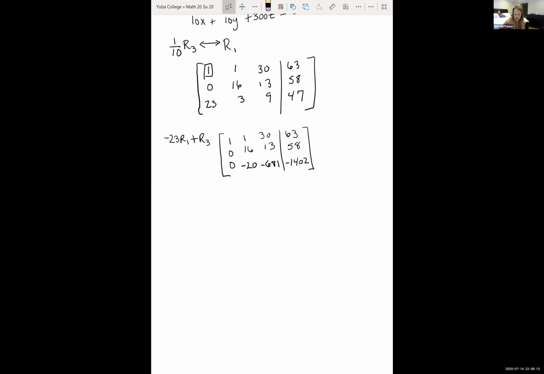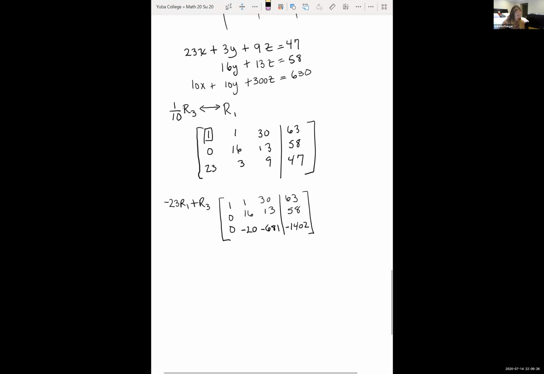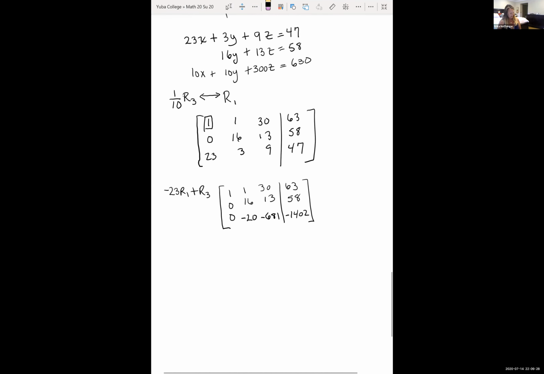Okay, so now I need to make this a 1. I'm not seeing any way to make this a 1 that's easy other than multiplying through by 1/16. And I don't like that that is not going to be a fraction. Anyone see an easier way?